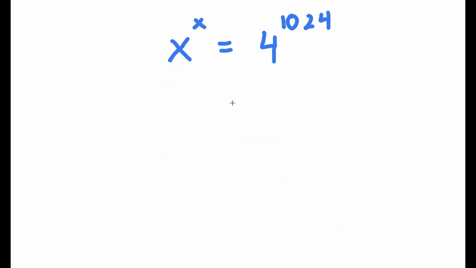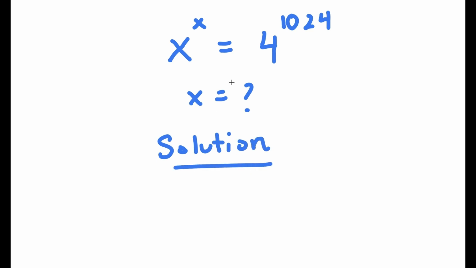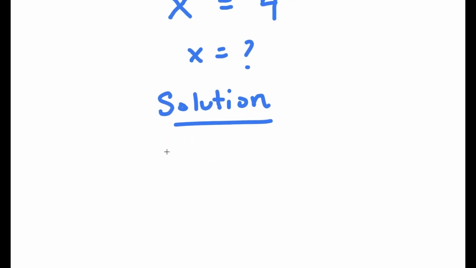Alright, so in this problem, I have x to the power of x is equal to 4 to the power of 1024. So I want to find the value of x here. So for my solution, first start with x to the power of x is equal to 4 to the power of 1024.